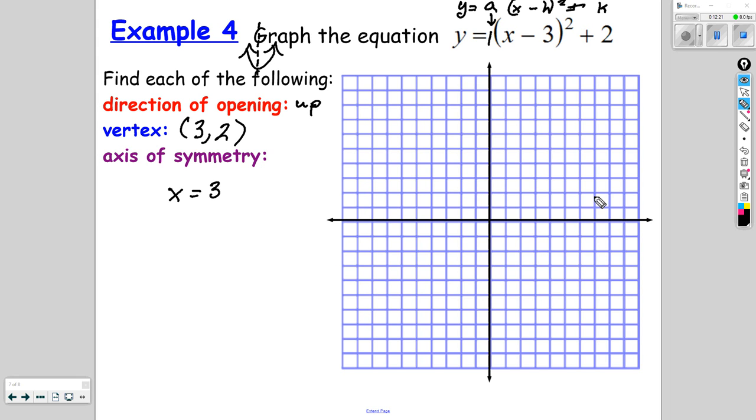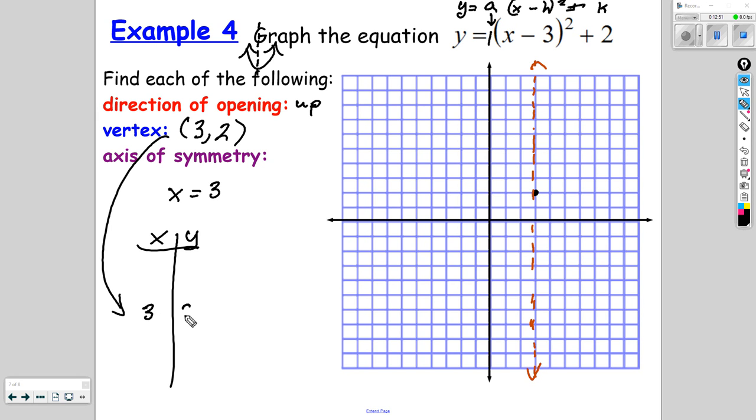So with these things, we can start to graph this function. So the vertex is 3, 2, so I'm going to graph that point. The axis of symmetry is x equals 3, so I'll do that in a different color. That's just that vertical line running through that point. So it should be symmetric on both sides of the graph there. Now we need some points. So we could set up a table to figure out some points, and my recommendation would be let's put the vertex right in the middle.